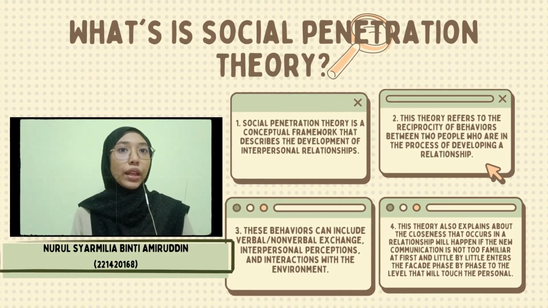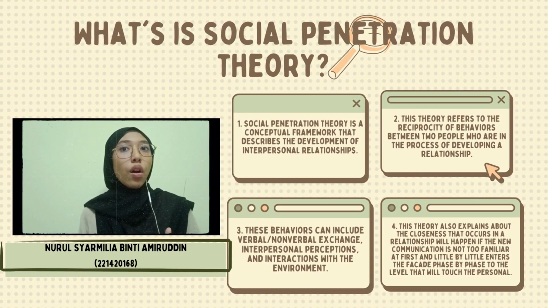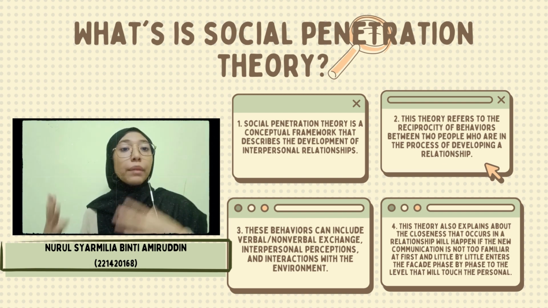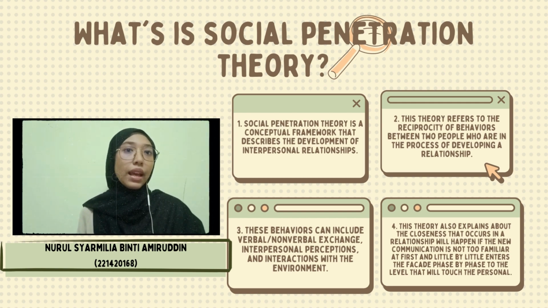Social penetration theory is a conceptual framework for explaining the development of interpersonal relationships. This theory refers to the reciprocity of behavior between both people in the process of forming a relationship. This behavior may include verbal or non-verbal communication, interpersonal cognition, and interaction with the environment. The behavior differs, determined by different levels of intimacy in the relationship.